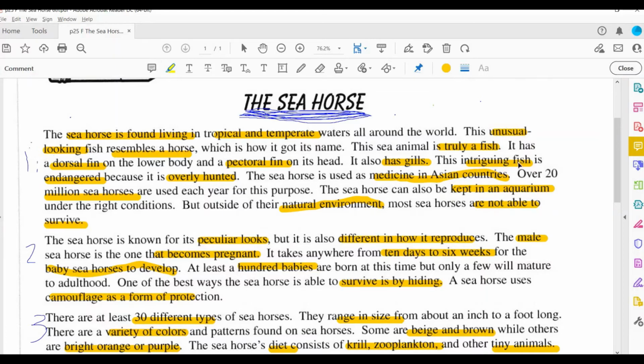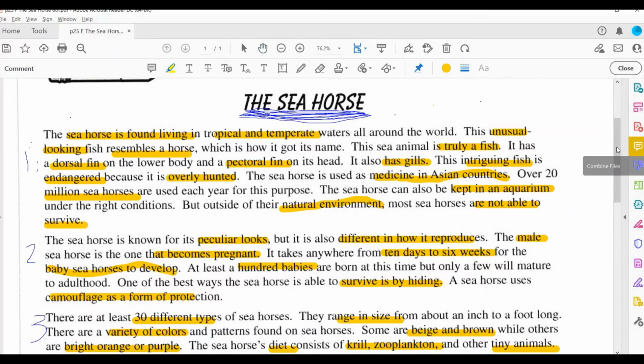So with them saying intriguing, they're actually using a synonym for interesting. So even if it doesn't say verbatim, this is an interesting fish. Intriguing means interesting. So the author is saying that it is interesting. It's saying it is overly hunted and it's used as medicine. Millions of seahorses are used each year for this purpose. The seahorse can also be kept in an aquarium. But outside of the natural environment, most seahorses do not survive.